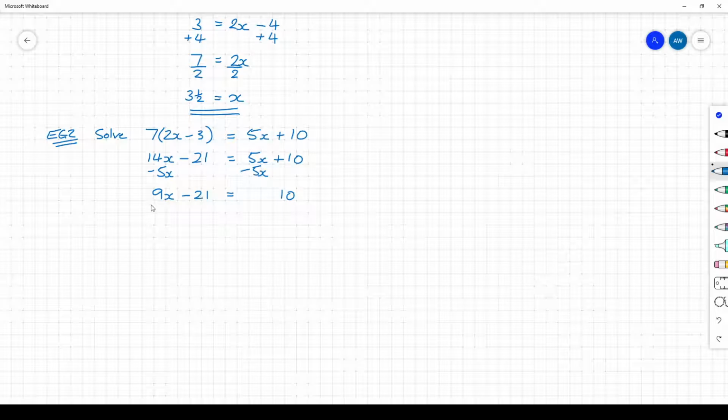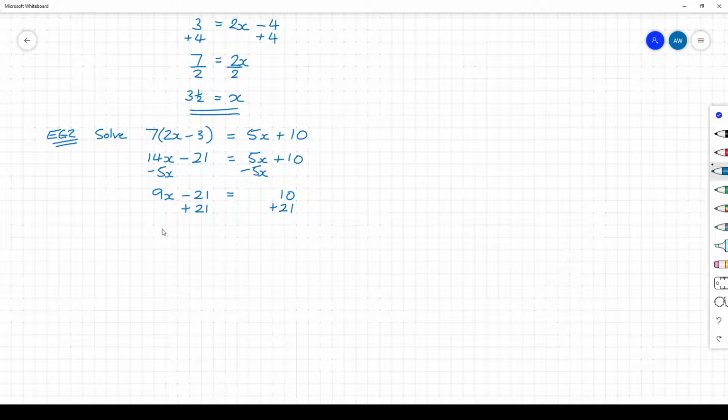Now we're down to our two-step equations that we started all those weeks ago. We got to get rid of minus 21 first and then divide by 9. So the opposite of minus 21 is plus 21. Why do we do the opposite? Because we want to make it 0. Add 21 on that side as well, balance method.